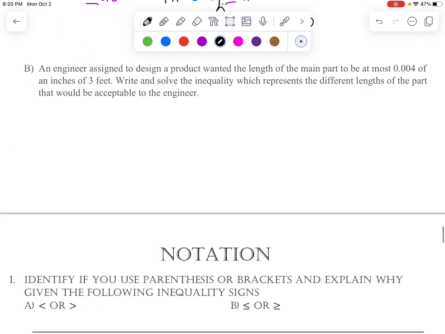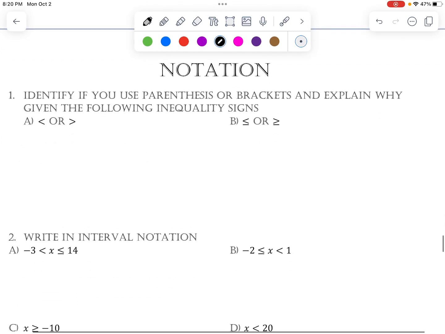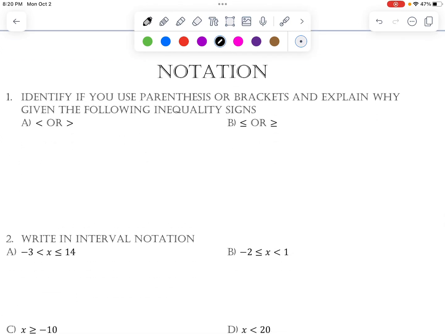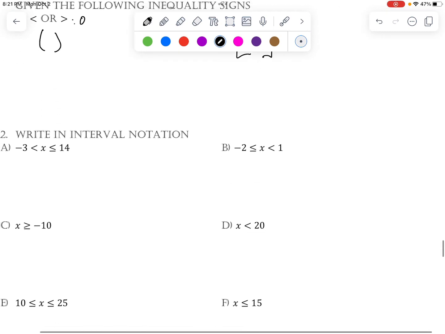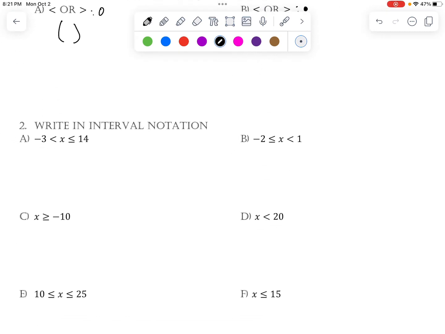All right, moving on down to notation. When I have a normal inequality sign, so less than or greater than, we use parentheses because we would have some sort of open circle. And when we have that equal to sign, we have our brackets. So I'm going to go over a couple of examples. I know it's been a minute since we've talked about this.